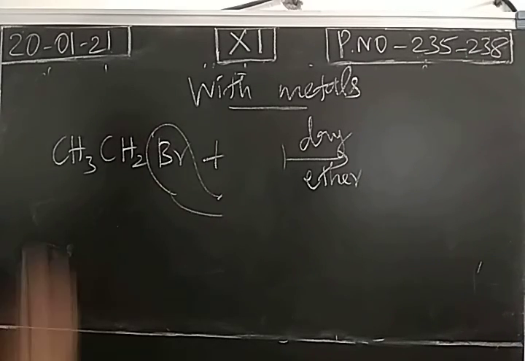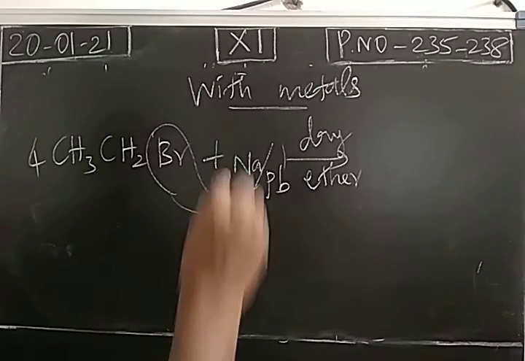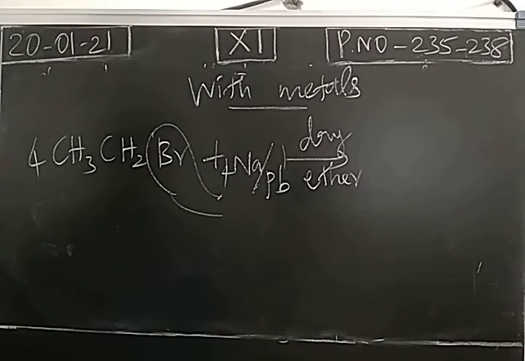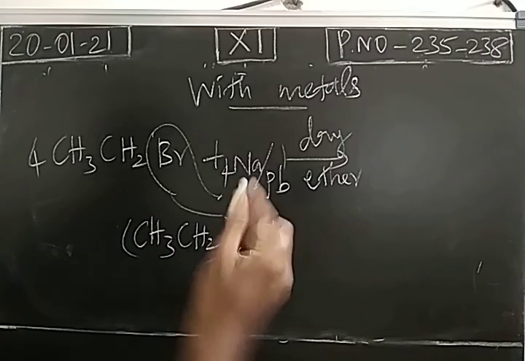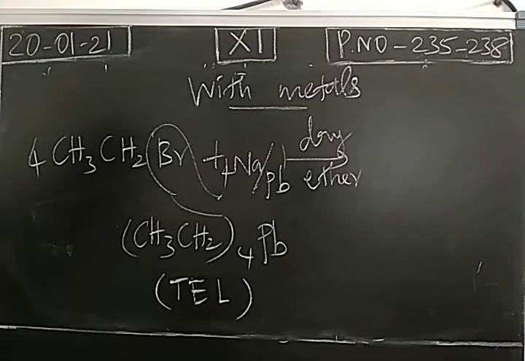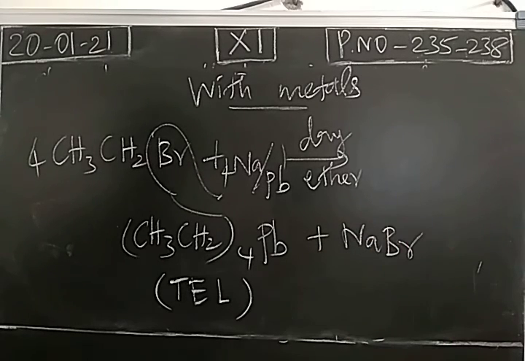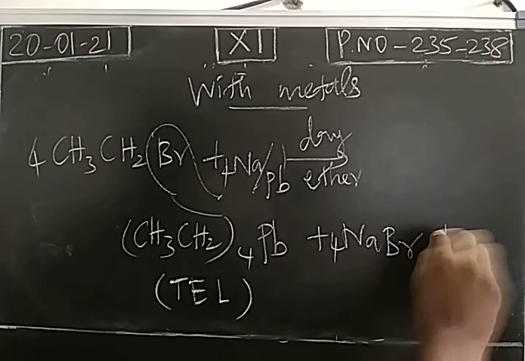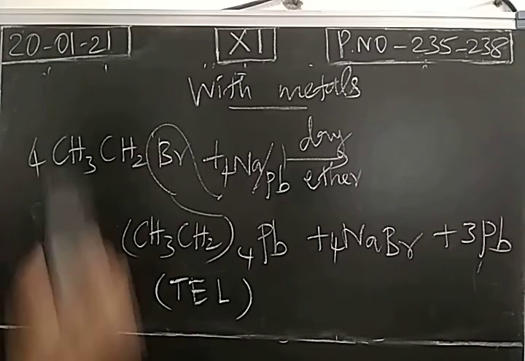Other metals can be considered. You can take an alloy of sodium and lead. Okay, we take the alloy sodium lead. The reaction takes place. We will get tetraethyl lead. This is called tetraethyl lead, simply TEL, along with the liberation of sodium bromide. So these are all reactions of alkyl halides with the metals.